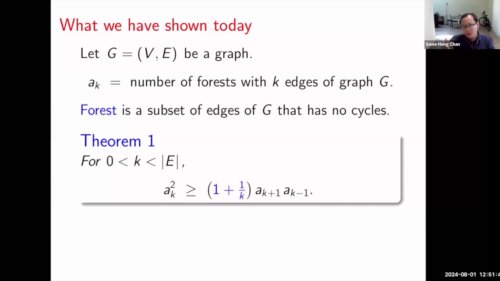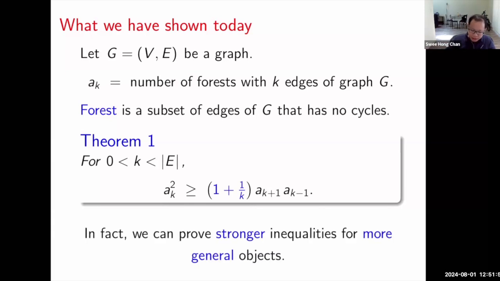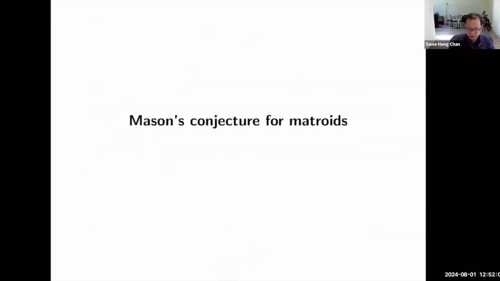Now let me go back to the question by Anna, which is: is this the best we can do? Can we actually improve? The quick answer is yes, we can. In fact, we can prove stronger inequalities for a far more general object. And that is, in fact, the original question of Mason. Mason actually asked the question not just for graphs, he asked the question for matroids.